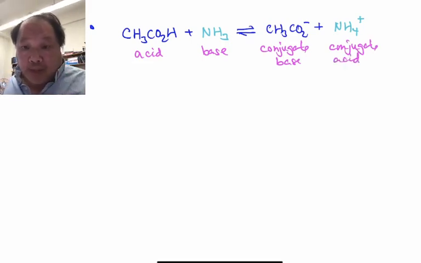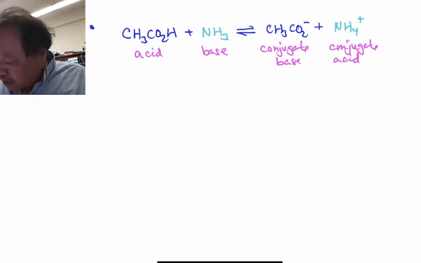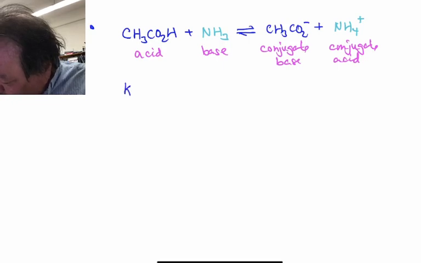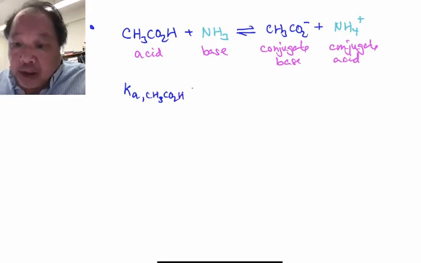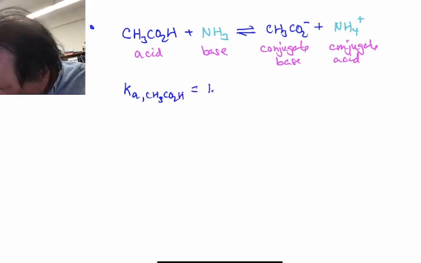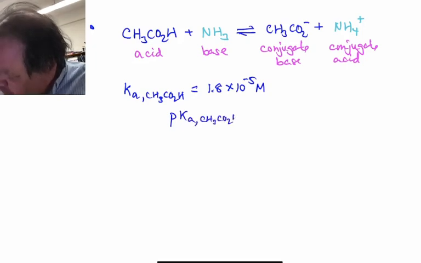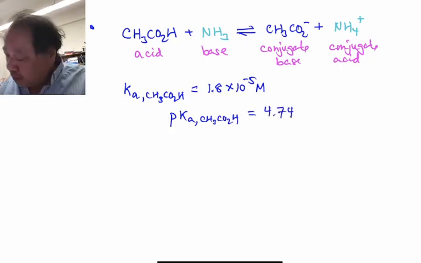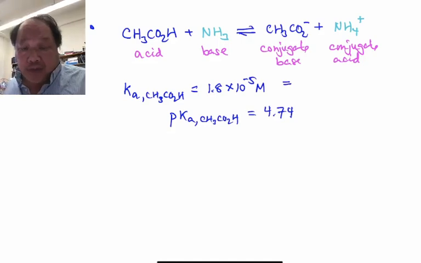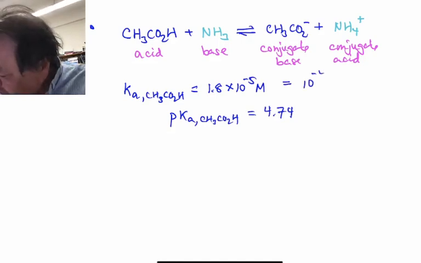And we know quite a bit about these acids, about these materials. We'll look at their Kas. So the Ka of CH3CO2H is 1.8 times 10 to the minus 5 molar. The pKa of CH3CO2H is 4.74. And we can actually rewrite the Ka using that number. It's 10 to the minus 4.74.